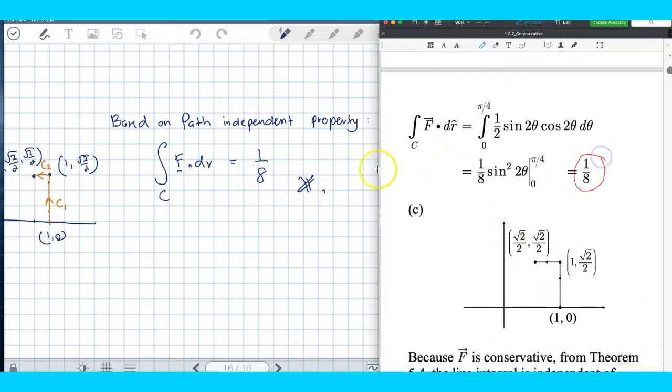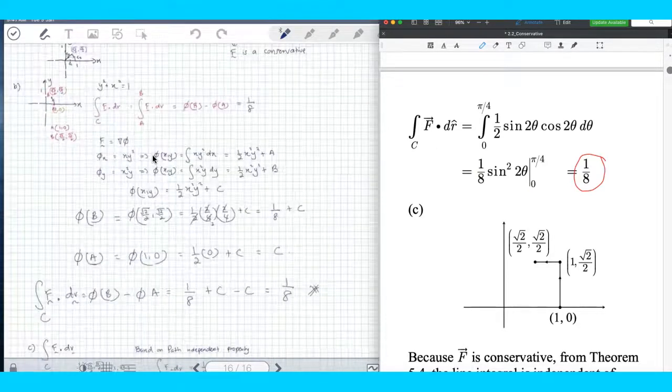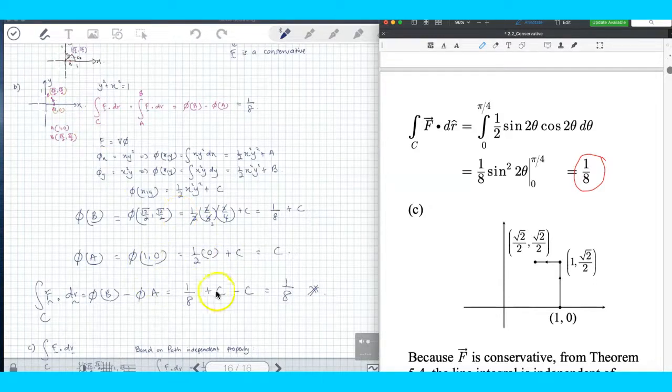The answer will be the same. But as I mentioned before, since f is a conservative vector field, we can apply the fundamental theorem for line integrals, or the fundamental theorem of calculus, and the answer is also 1 over 8. For me, this one is simpler, but it is still okay to be done in the other form. So it is up to you, because they don't mention using a specific property. So you have the option to choose any method as long as it makes sense.